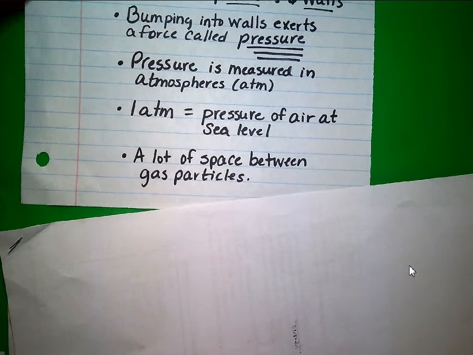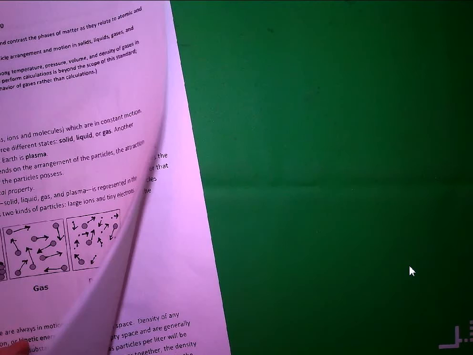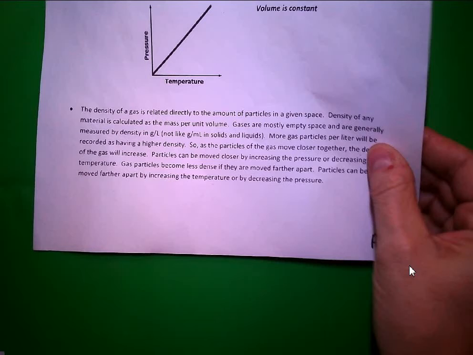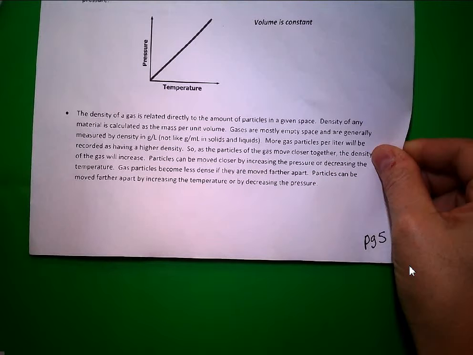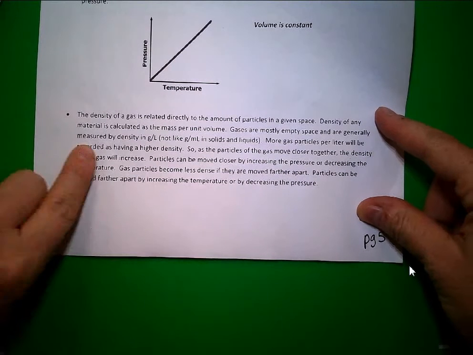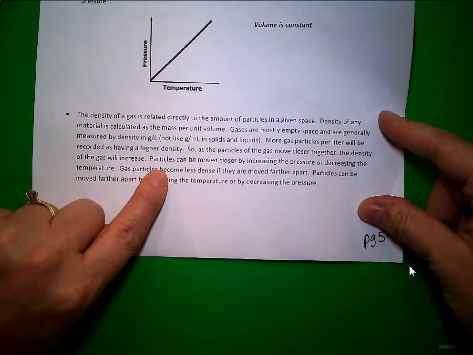Now, the second thing that we did in class today is we flipped over to page 5, and we did the same thing. We read and we highlighted this information about density. So if you want to pause it and complete density, we'll do that.